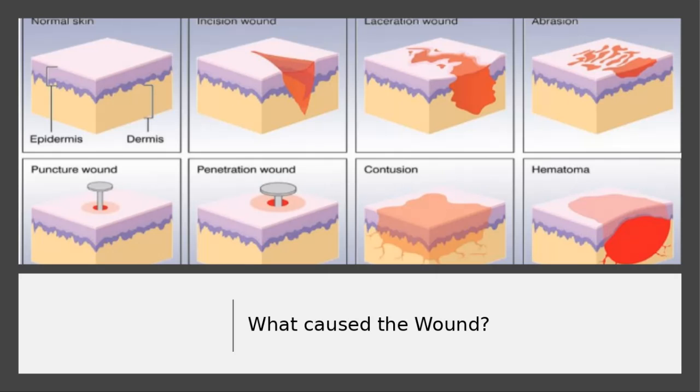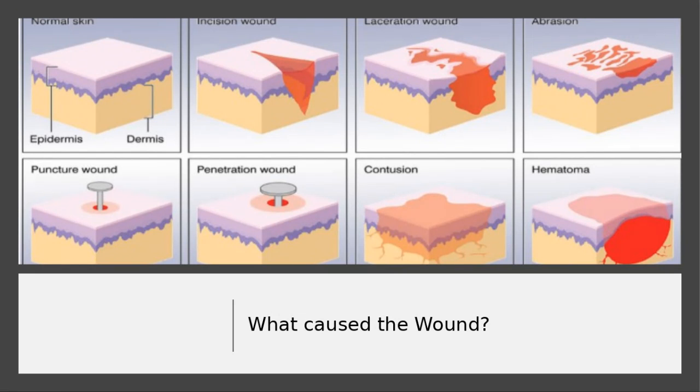All right, so let's talk about this wound classification. So what caused the wound? So there's different layers of your skin, okay? It could be a clean cut, like an incision. It could be a laceration, which is kind of just all over the place. An abrasion, where they kind of like scratch the surface, right? A puncture wound, a penetrating wound, a contusion, and a hematoma. So there's all kinds of different classifications.